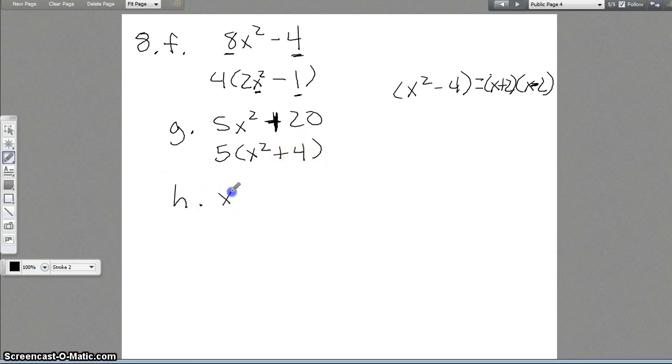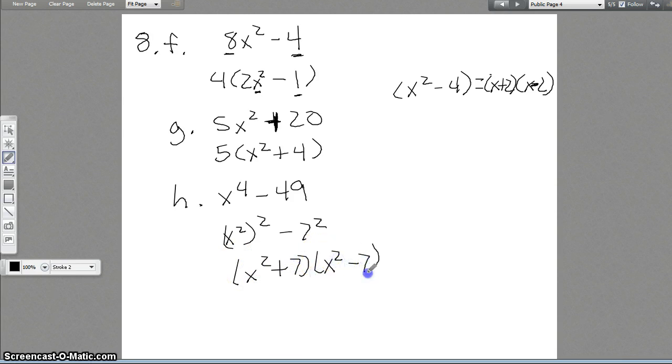Part H is x to the 4th minus 49. Okay, both of these can be written as square numbers. x to the 4th can be written as x squared squared. 49 can be written as 7 squared. So we can write this as x squared plus 7 times x squared minus 7. And we will continue with a couple more parts from number 8 and with a couple parts from number 9 in the next video. Number 8 is just like number 14 that I assigned for homework.